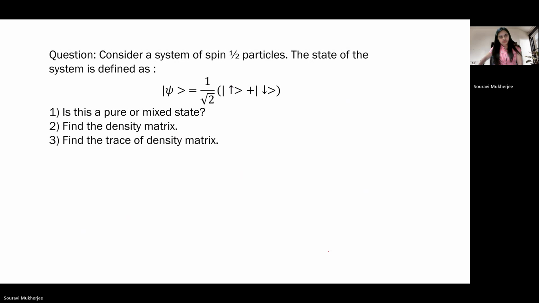There are two basis vectors here, right? You have an up and a down. And then you say that your system is in a state given as psi, which is 1 by root 2 times up plus down.